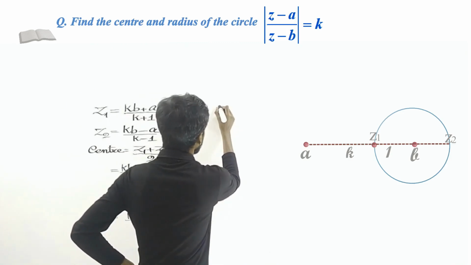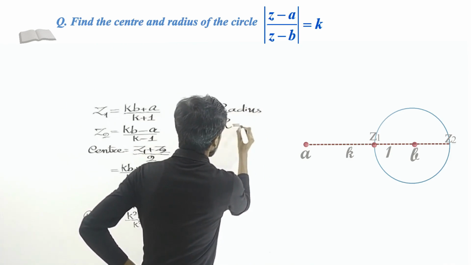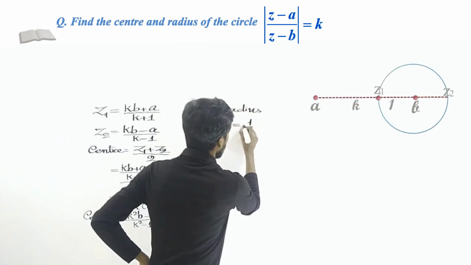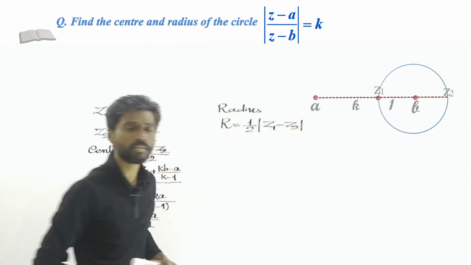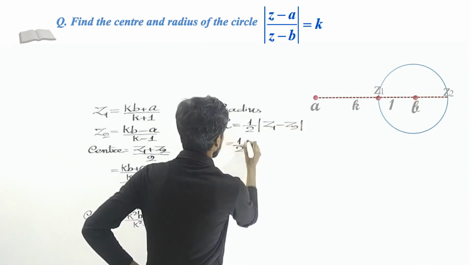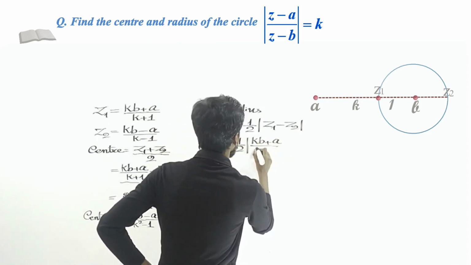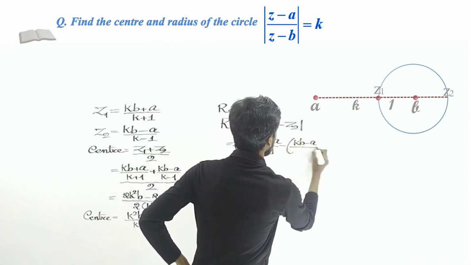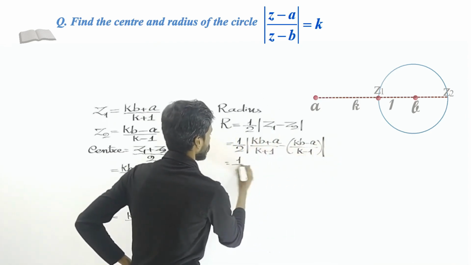But how to find the distance between them? For finding the distance between 2 complex numbers, you just have to find the difference, this minus this, and take the modulus. So the radius is half of the modulus of the difference, Z1 minus Z2. So just find the difference. This is half of kB plus A divided by k plus 1 minus kB minus A divided by k minus 1. So simple calculation here.